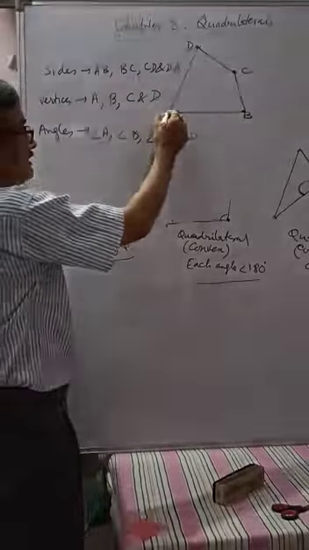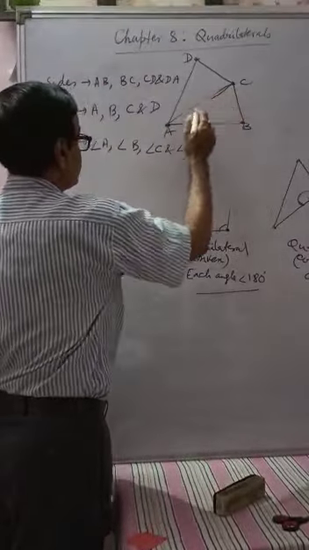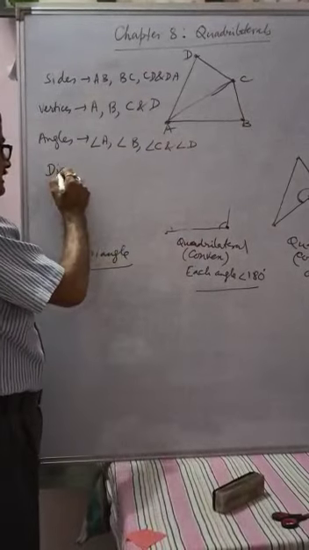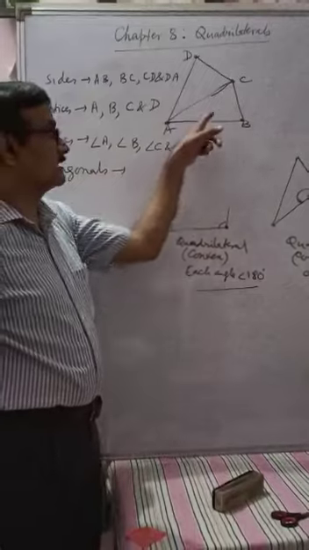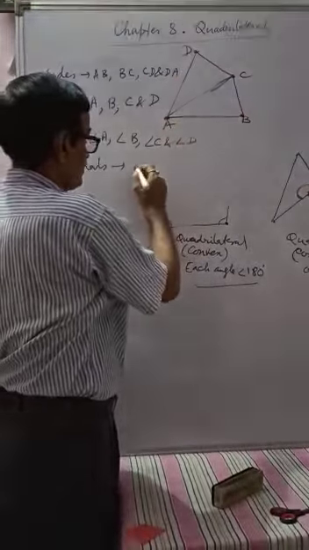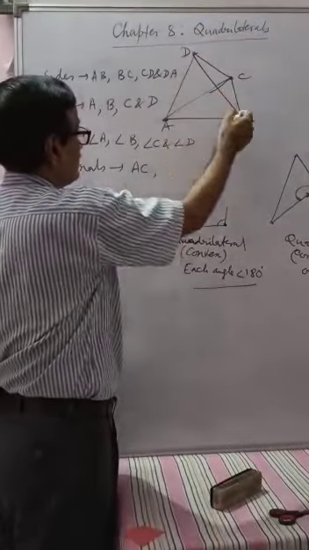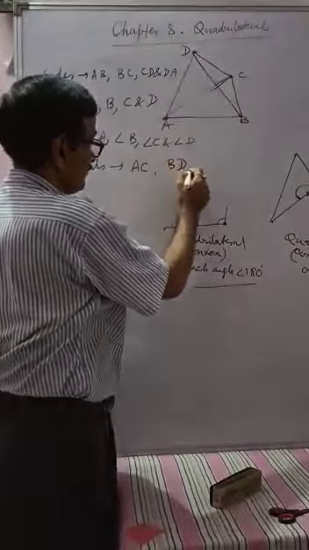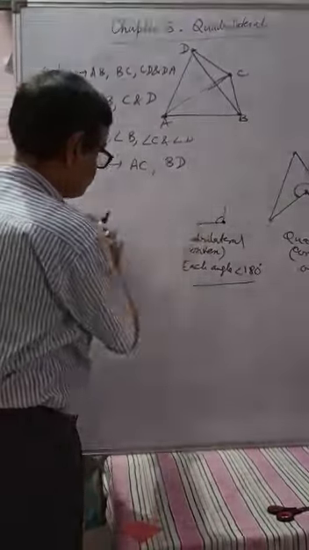Now if you join the opposite vertices, then we will have a line segment that is known as a diagonal. Now how many diagonals are there in a quadrilateral? So if you join A and C opposite vertices, then we will have diagonal AC, and if you join B and D vertices, then we will have another diagonal BD. So these are the parts of a quadrilateral.